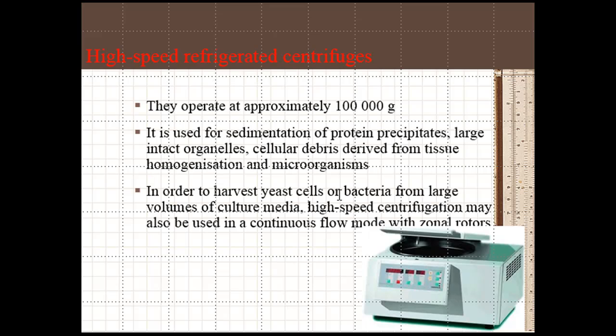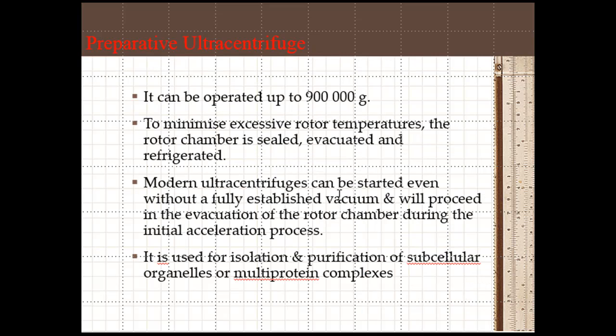It is used for sedimentation of protein precipitates, large intact organelles, cellular debris derived from tissue homogenization, and microorganisms. In order to harvest yeast cells or bacteria from a large volume of culture media, high-speed centrifugation may be used in continuous flow mode with the zonal rotor.